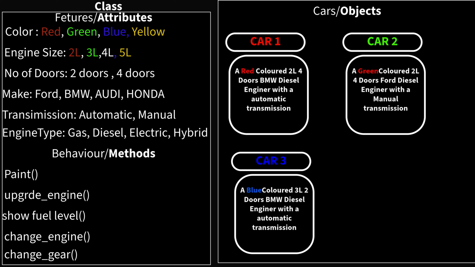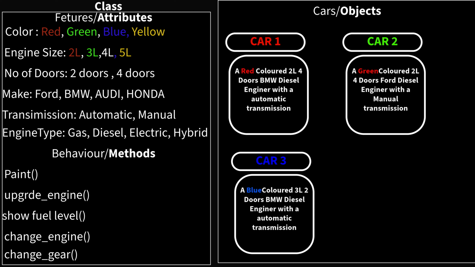But for now, let's focus on the attributes. So you have six attributes: color, engine, doors, make, transmission, and engine type. For color, you have four colors. For engine, you can see four variants. You have two door, four door. You have methods like paint object, update engine, show fuel level, change engine, change gear.